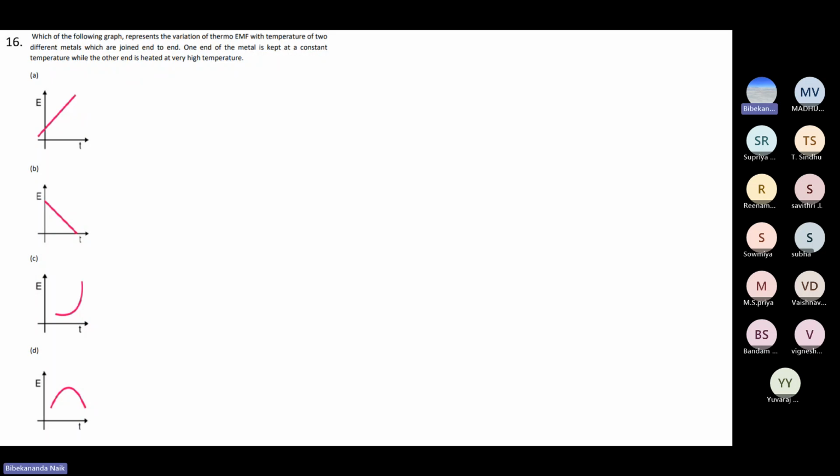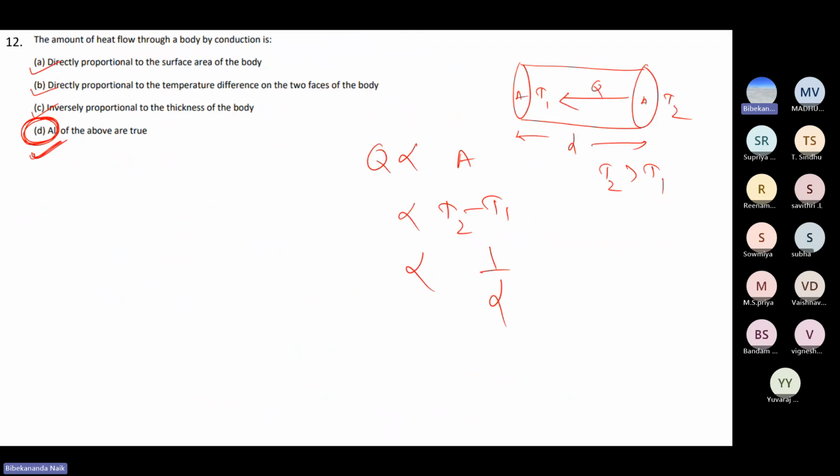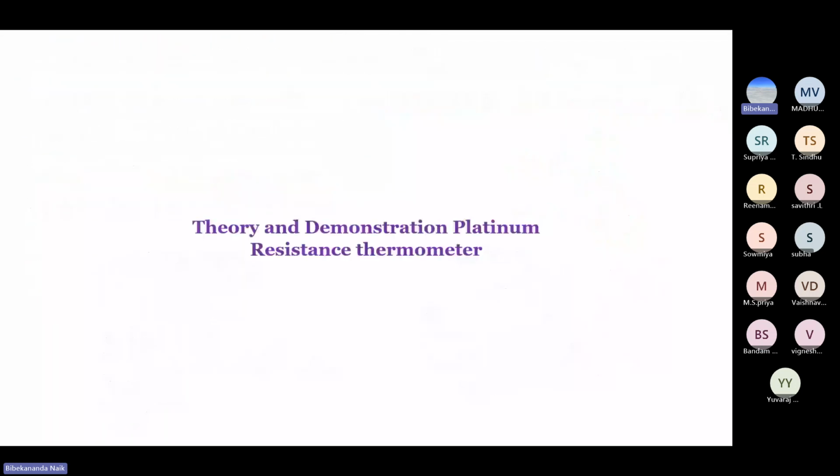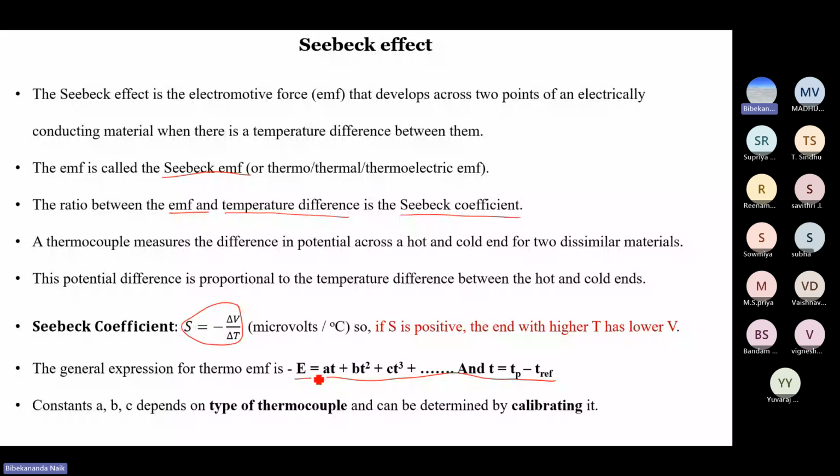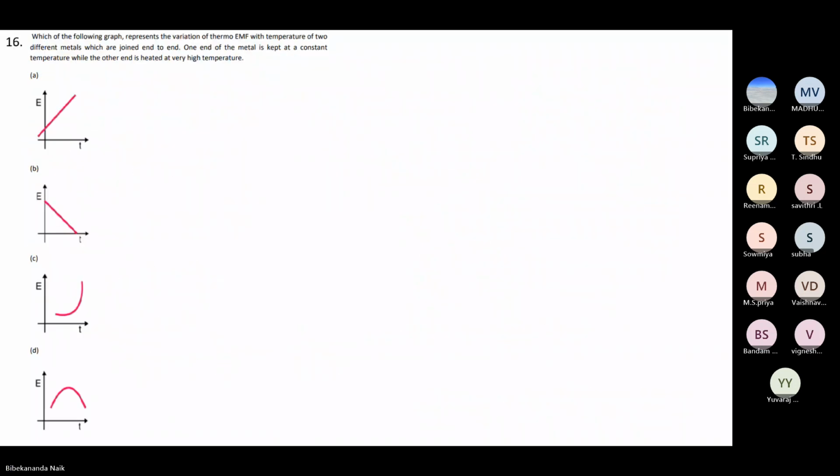So the question says, which graph represents the variation of thermo EMF with temperature. If you remember, this is the general expression of thermo EMF. It is E equals AT plus BT square plus CT cube. So the thermo EMF is given by E equals AT plus BT square.